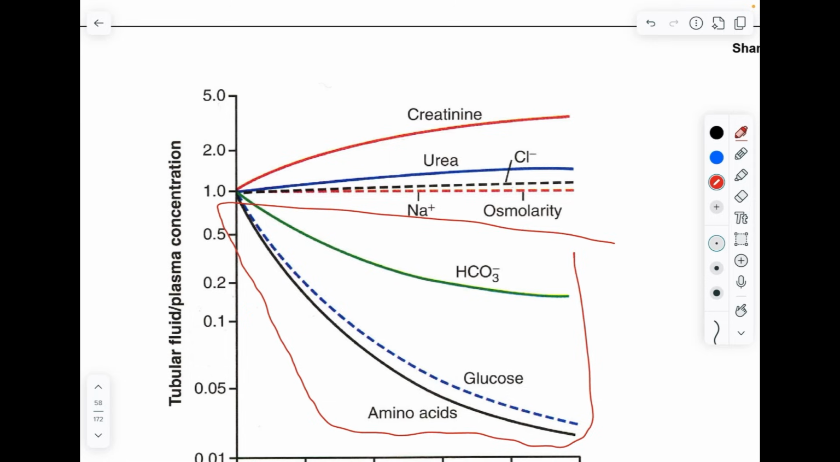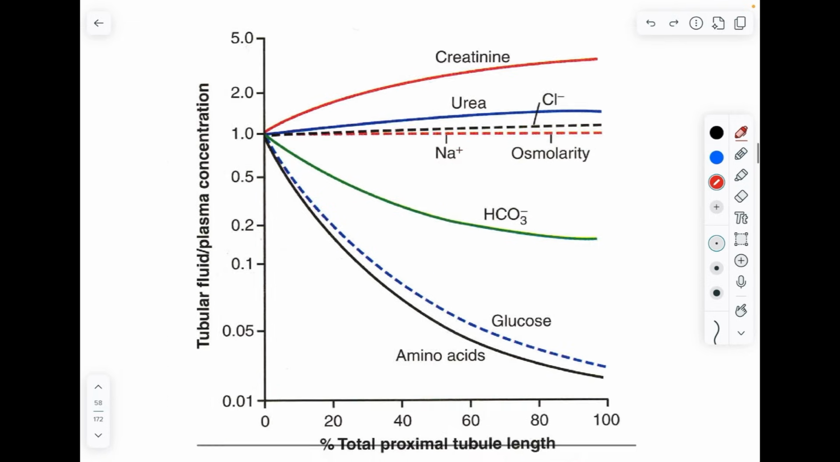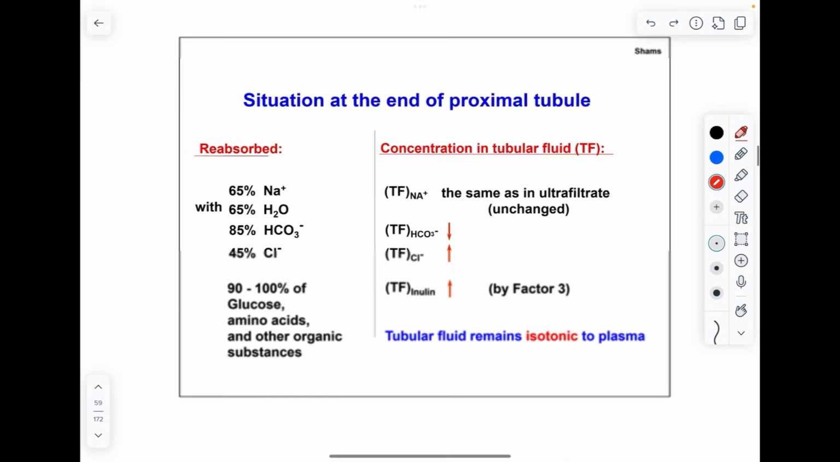Okay, if it was reabsorbed less than water, then we have a lot of it still in what? In the tubular fluid. And these are examples for it: creatinine, urea, and chloride. If it was reabsorbed the same amount as the water, the same concentration, such as sodium, for example, then it will be equal to 1. And this is what you need to know from this graph.